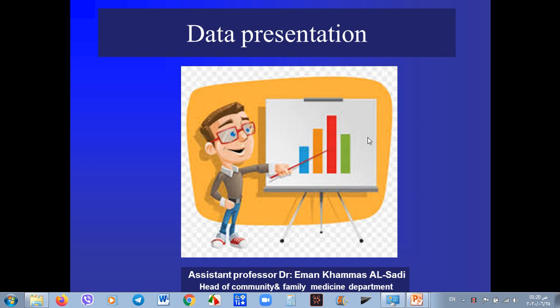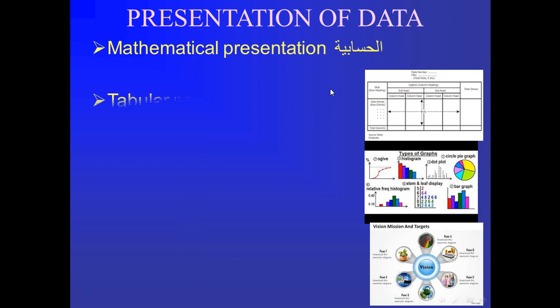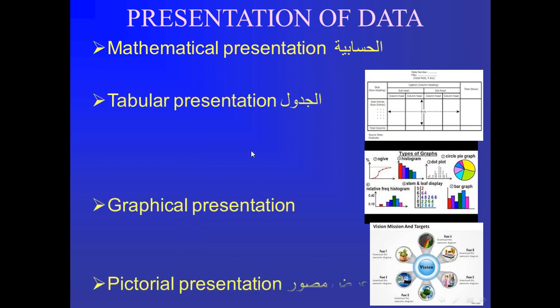What we mean by data presentation is how to present the information taken through our study from a sample group. So the presentation, there are four types. Either it is mathematical presentation or tabular presentation. Here we have a table and present our information or data on this table, and graphical presentation, as this one, we call it the graph, and we have the pictorial presentation in the form of pictures.